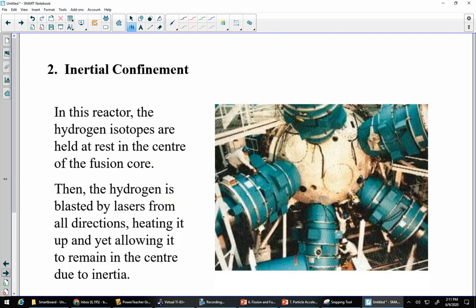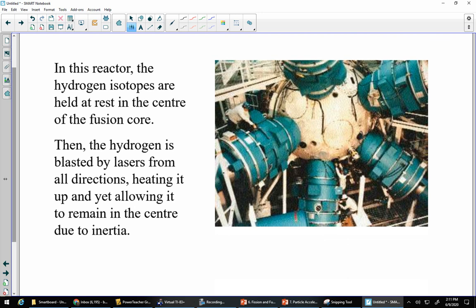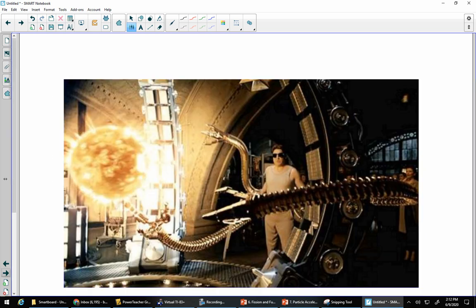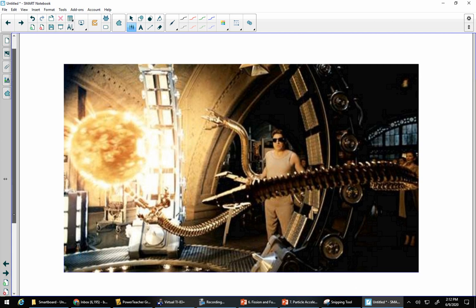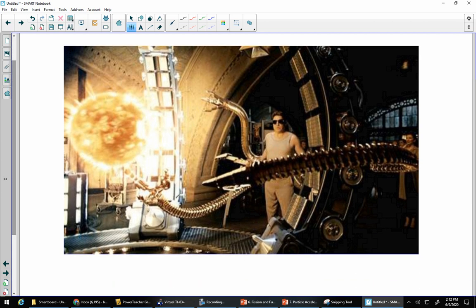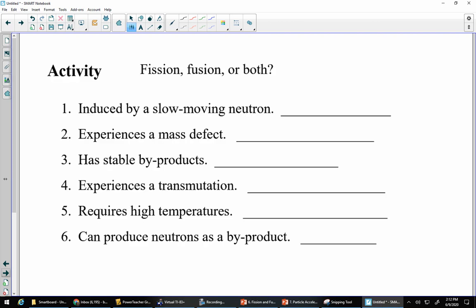The other one is inertial confinement. This one's kind of neat. Essentially what they do is they blast hydrogen, so there's samples of hydrogen here, from all directions with lasers to hold it up and push it together. That allows heating it and allows it to remain in the center, so it's not actually touching things due to inertia. And of course this leads to, I believe this is either Spider-Man 2 or Spider-Man 3, where who knows if it was actually magnetic or inertial confinement or some combination of both, but turns out Doc Ock actually figured it out before anybody else.